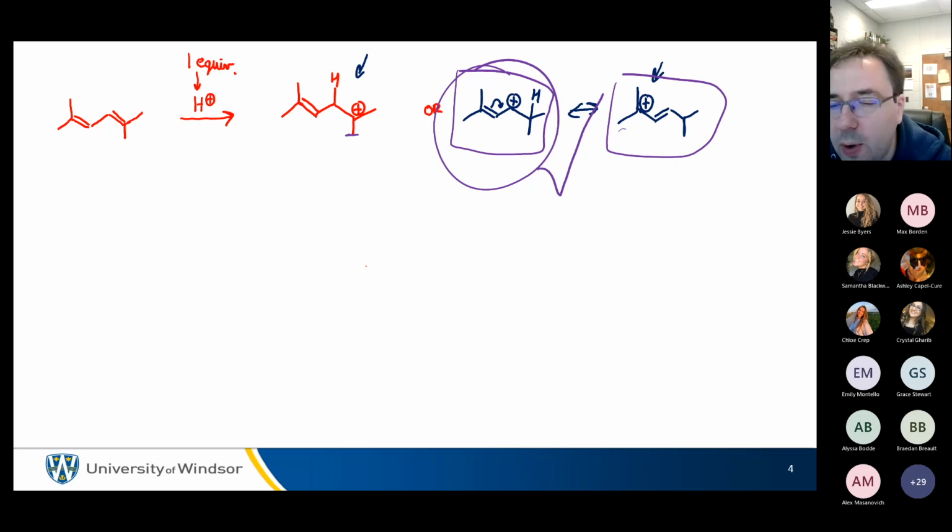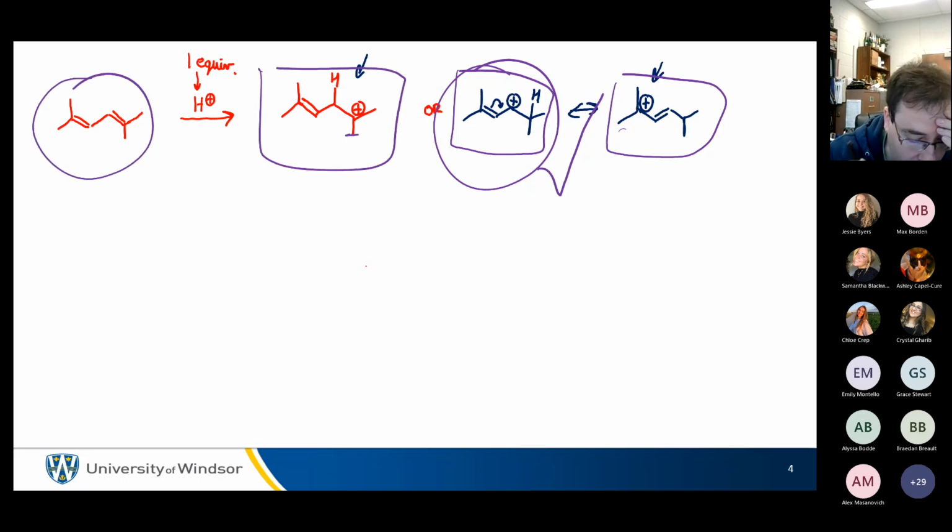Okay, so Melitza said, when comparing, I compared it without the H attached and saw resonance with the red. Do we compare? Well, there is no resonance in the red, right? There's no resonance in this intermediate. There's resonance over here, but that's true for both of them.